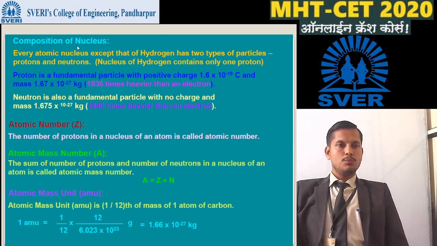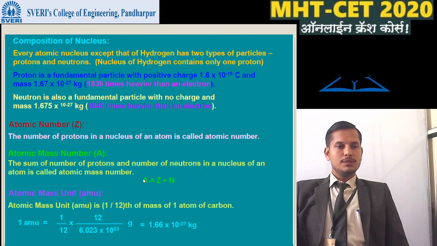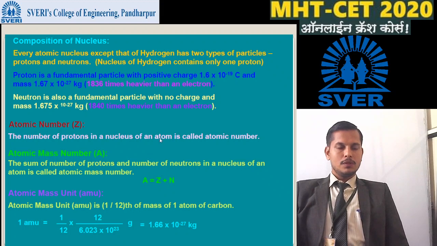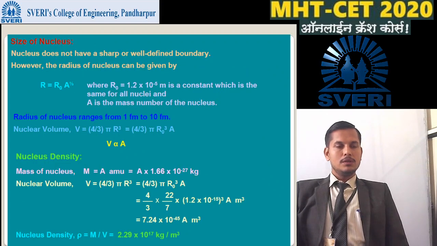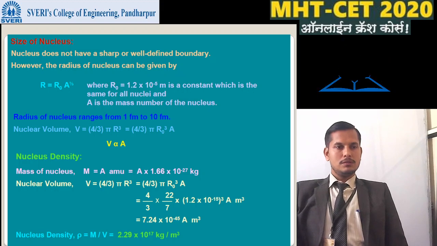So we have discussed the composition of the nucleus, where the nucleus contains protons and neutrons with their charge values and mass values. Then we discussed atomic number and atomic mass number, where the number of protons in the nucleus of an atom is the atomic number, and the sum of the number of protons and neutrons is the atomic mass number. The atomic mass unit is 1/12 the mass of one carbon atom, which we have calculated. So next is the size of the nucleus.